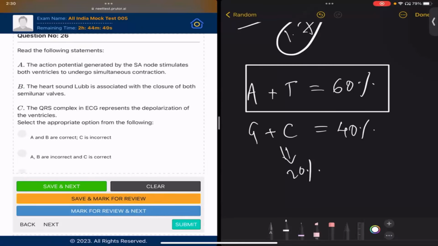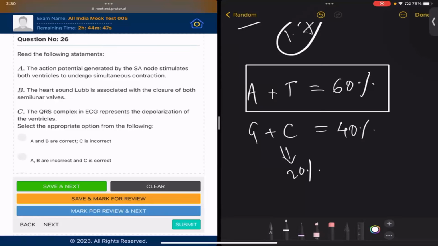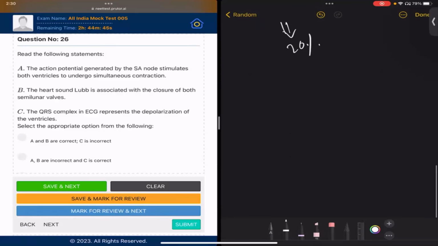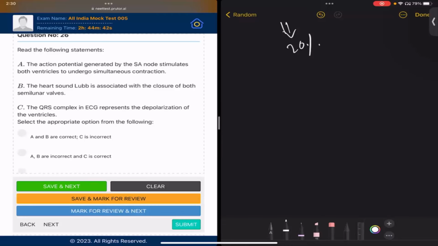Read the following statement. Appropriate option. The action potential generated by SA node stimulates both ventricles to undergo simultaneous contraction.